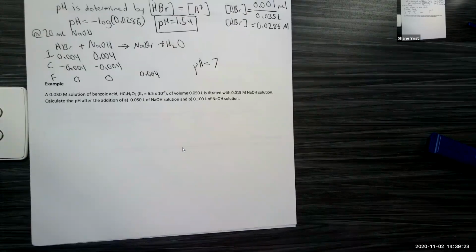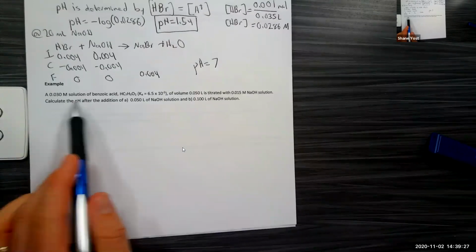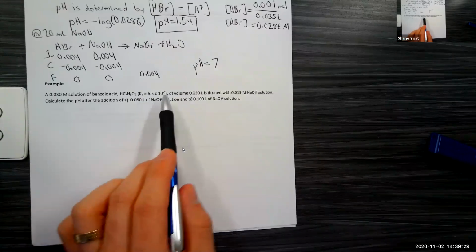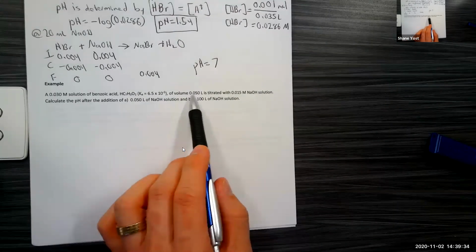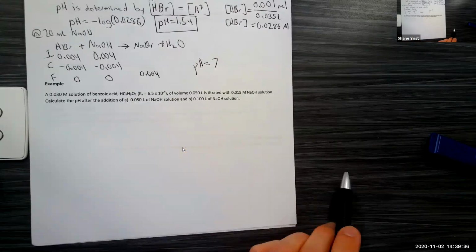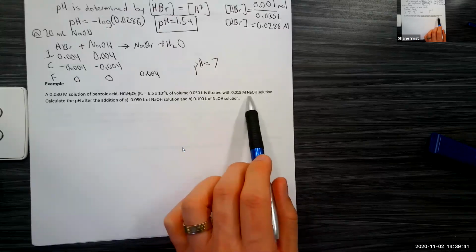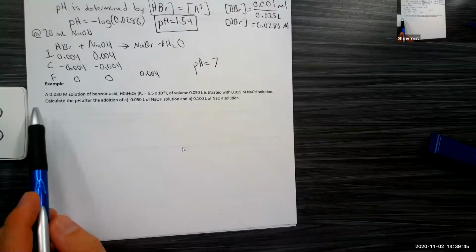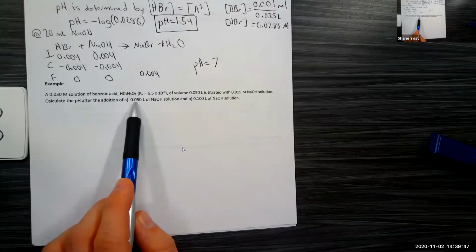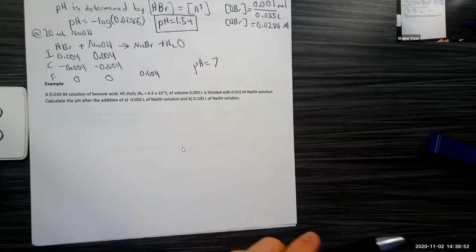All right, so this is our example problem here. I have a 0.03 molar solution of benzoic acid, which is a weak acid, given the Ka here, right? And I have 0.05 liters of this weak acid. I'm titrating it with a strong base that has a concentration of 0.015 molar. And then we're wondering, what is the pH after I've added, say, 0.05 liters of sodium hydroxide, or say 0.1 liters of sodium hydroxide?